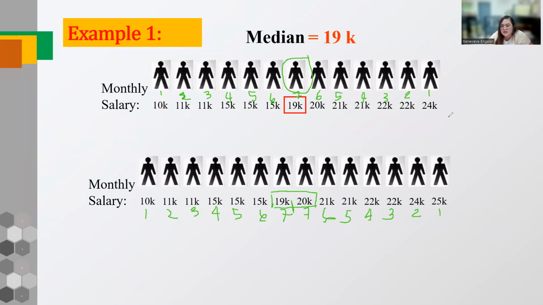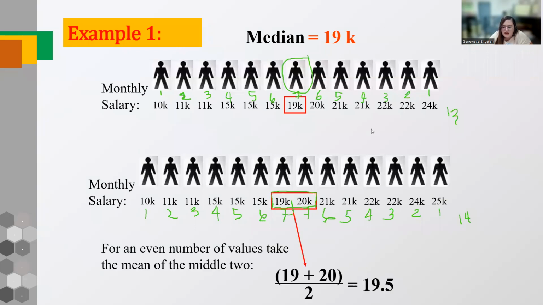If the number of values is odd, you can see the middle value. But if the number of values is even, you just take the average of the two. So you have 19 plus 20 divided by 2, so that is 19.5K, or 19,500.